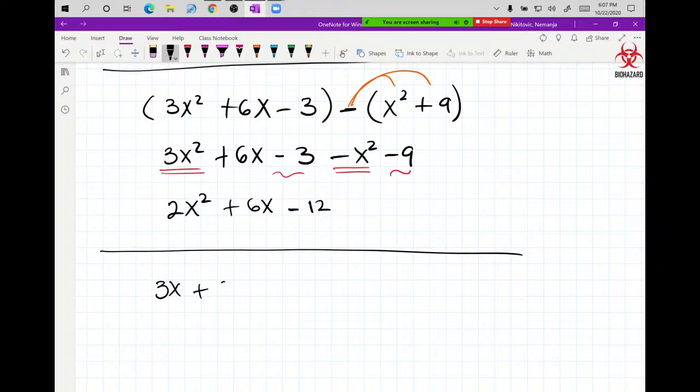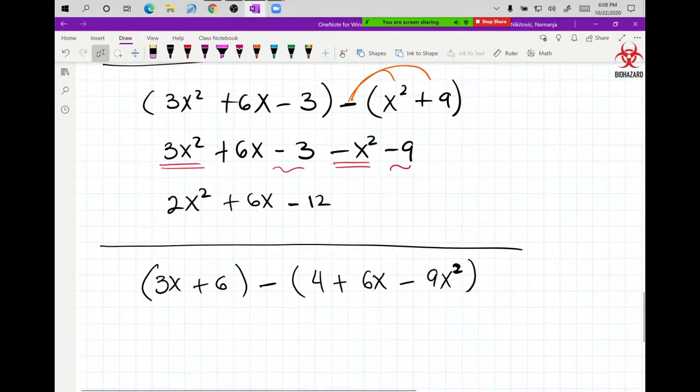3x plus 6 minus 4 plus 6x minus 9x squared, let's say. So try that one, same steps as always.